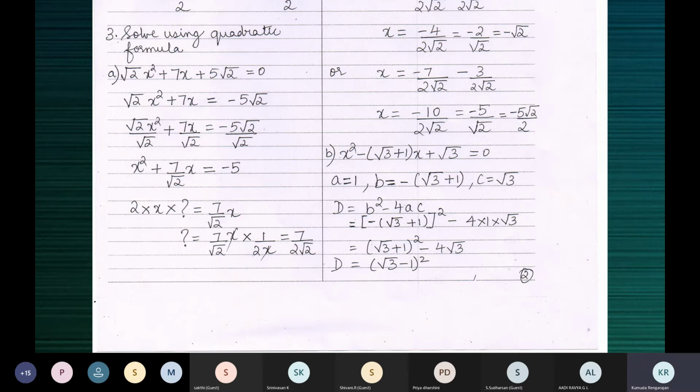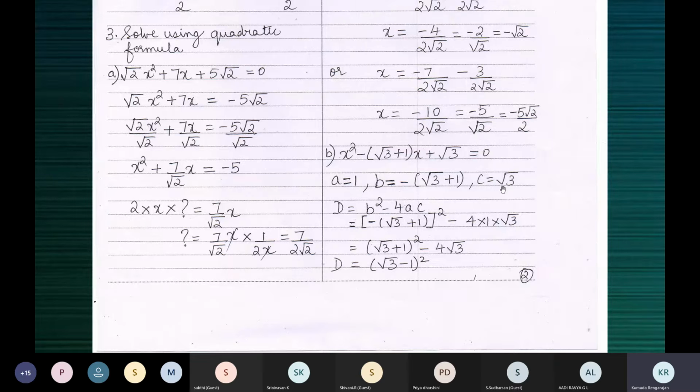So the value of d is root 3 minus 1 the whole square. Don't expand it, because the formula has root d and it's so convenient. It's already a perfect square. In the formula, when you substitute, it's going to be root d, so it's very convenient to get rid of the square root symbol. So let this remain. D is equal to root 3 minus 1 the whole square. Don't expand this. Now, what's the first step?